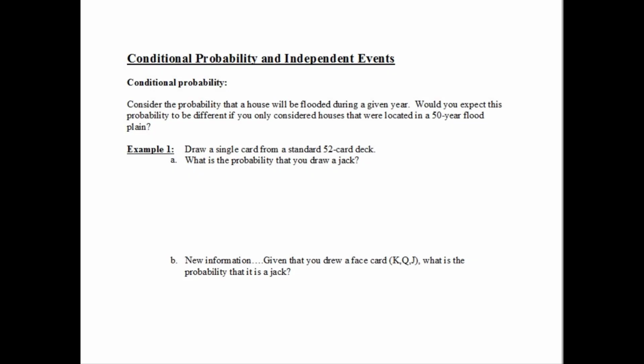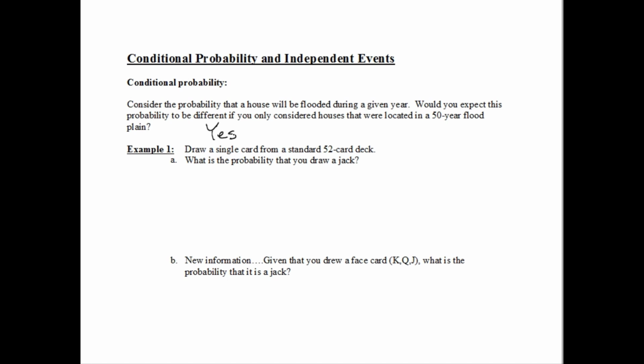To start our discussion of conditional probability, consider the probability that a house gets flooded during a given year. Ask yourself whether you would expect that probability to differ if you only consider houses that were located in a floodplain. I think the answer is clearly yes, we would expect that to be different because houses in a floodplain would be more likely to flood than houses in general.